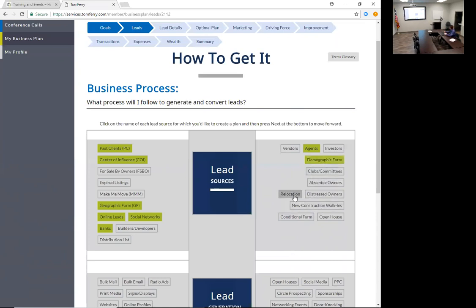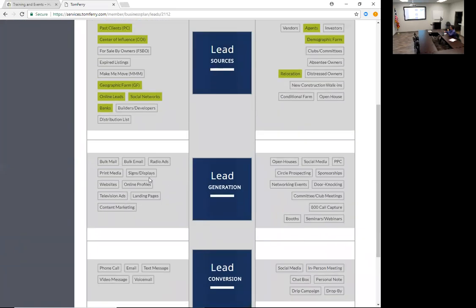Demographic farming, relocations. These are pretty much my sources. I do a lot of bulk mail, bulk email, signs, websites, online, landing pages, open houses, circle prospecting. So circle prospecting is calling your sphere of influence, asking for more business. Network events, seminars and webinars. So these are my lead generation.